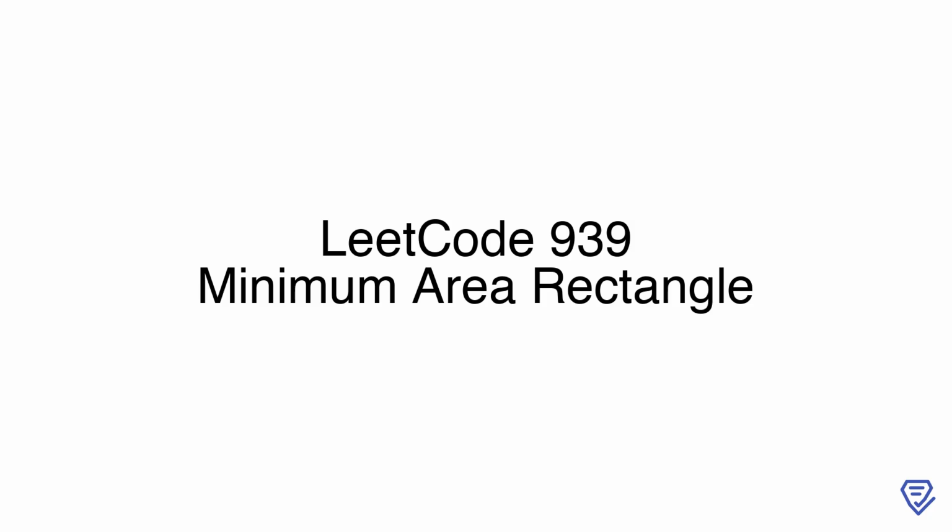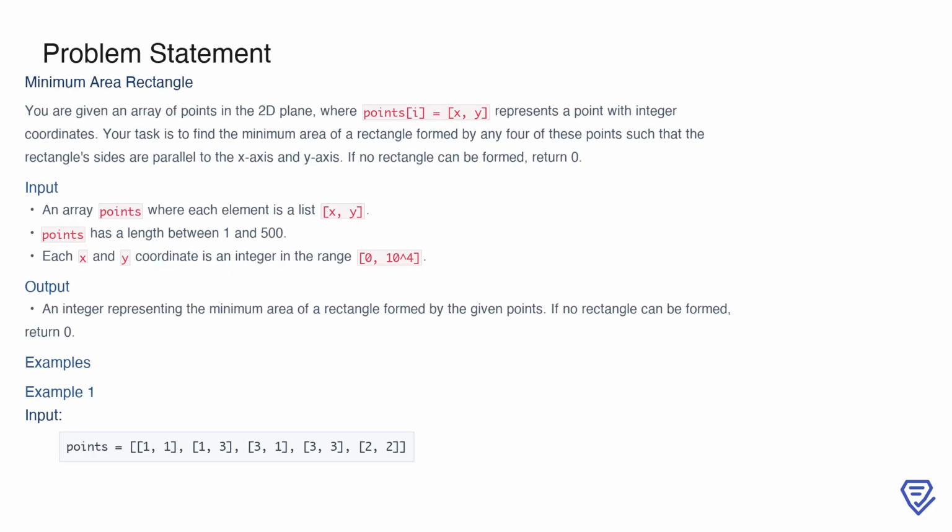Let's dive in. In this problem, you are given an array of points, where each point is represented as x, y, indicating its position on a 2D plane. The goal is to find the smallest possible area of a rectangle that can be formed using any four of these points, with the condition that the sides of the rectangle must be parallel to the x-axis and y-axis. If it's not possible to form such a rectangle, you should return 0.